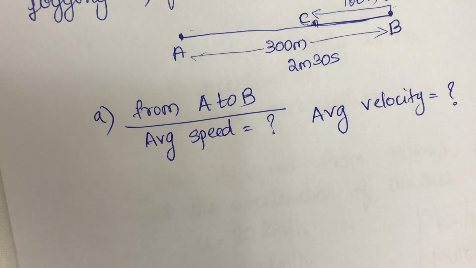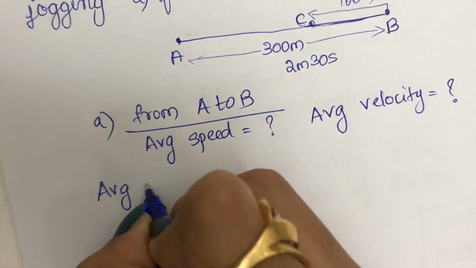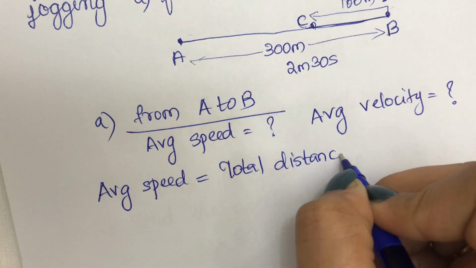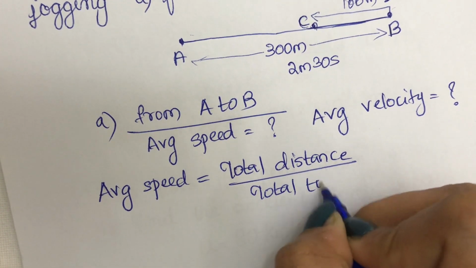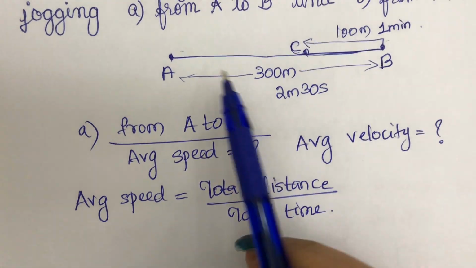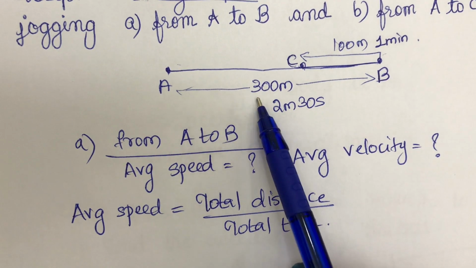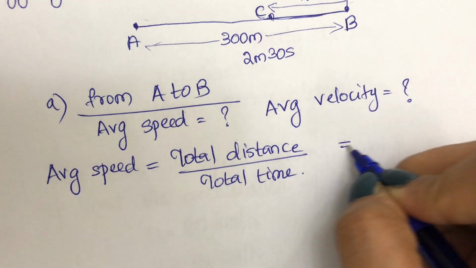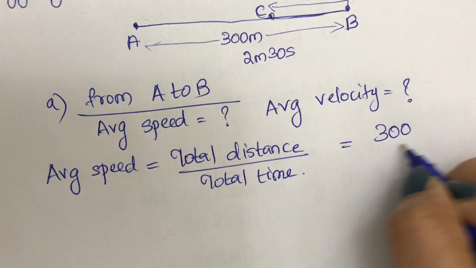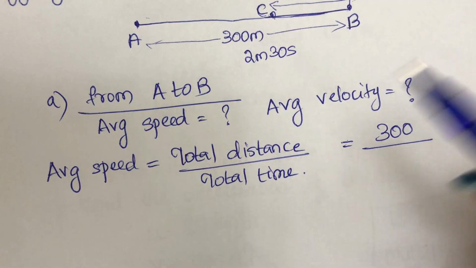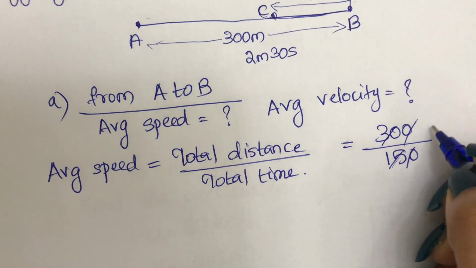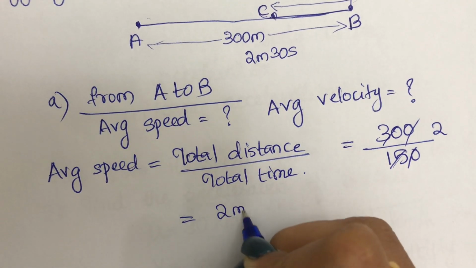So what is average speed? Average speed is equal to total distance traveled by total time taken. So this is from A to B. From A to B, how much did he travel in total distance? That is 300 meter, and the time is 2 minutes 30 seconds. So total distance is 300 and total time is 2 minutes 30 seconds. 2 minutes means 60 plus 60, that is 120. 120 plus 30, that is 150. So we'll cancel this, it will be 2. So average speed is 2 meter per second.